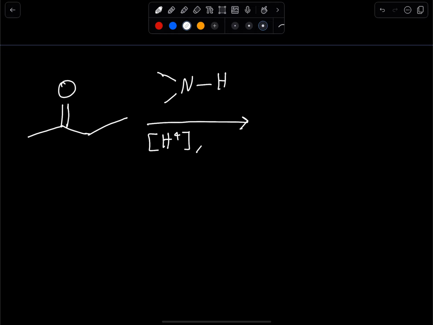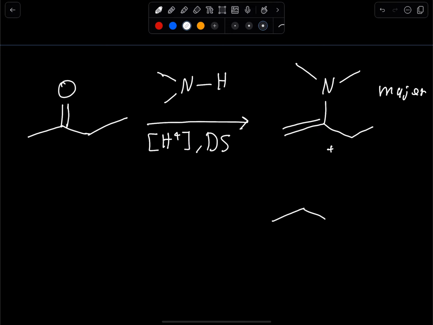And we want to use the same methods. It's a similar mechanism to the last one, except the end is different. That is wrong, sorry. Okay. So this will be the major product and this guy will be the minor product.